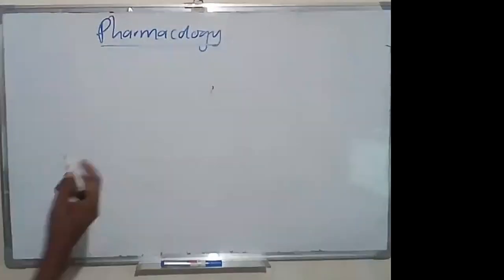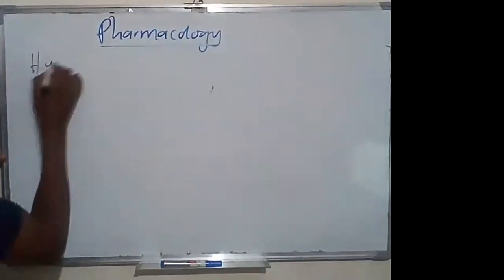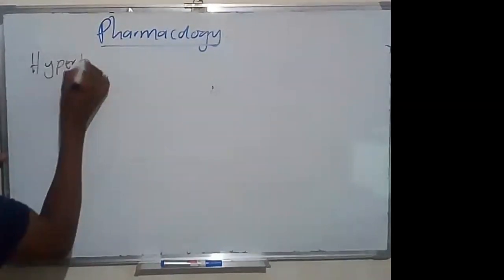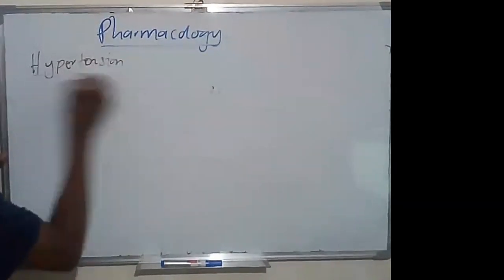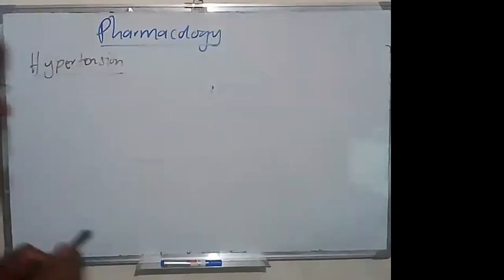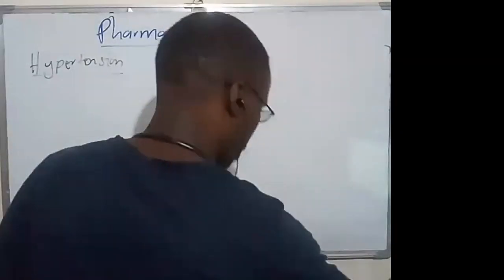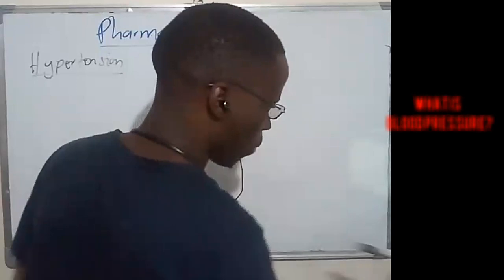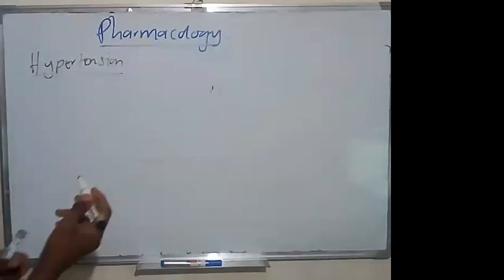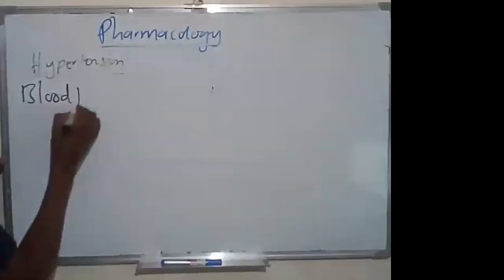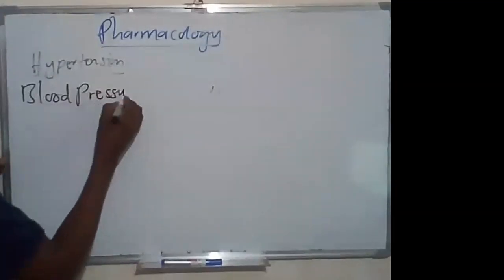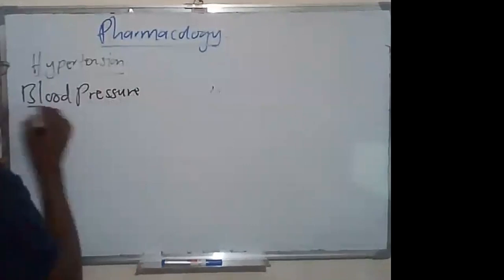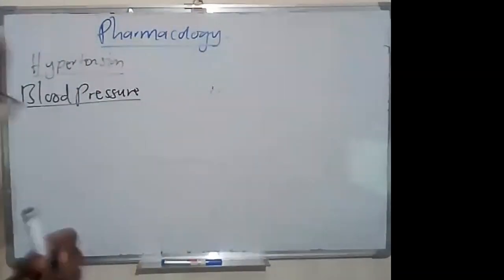So like I mentioned, we are looking at hypertension. Now, before we look at what hypertension is, let's look at blood pressure. Let's look at what blood pressure is. Then from there, we can pick it up. Okay. So blood pressure. Now, what is blood pressure? How can we define blood pressure?